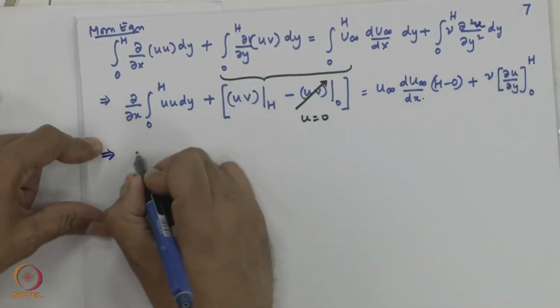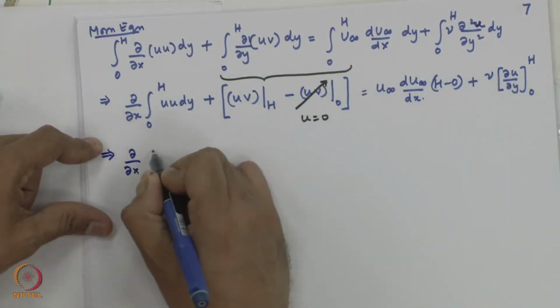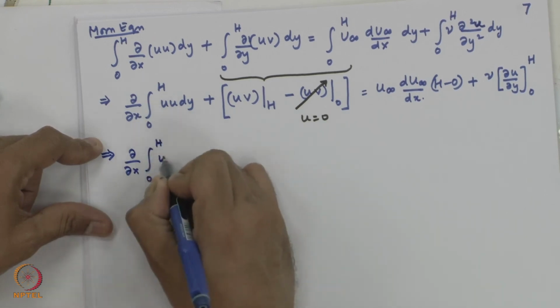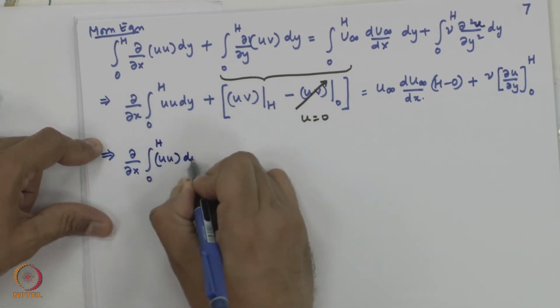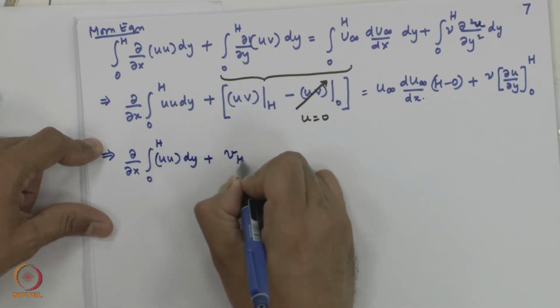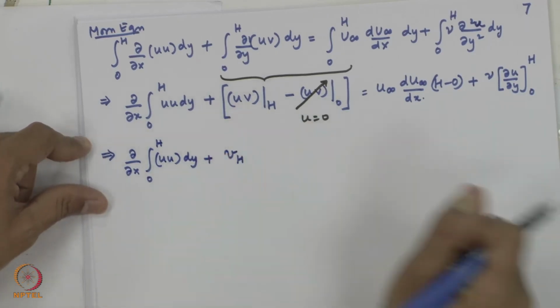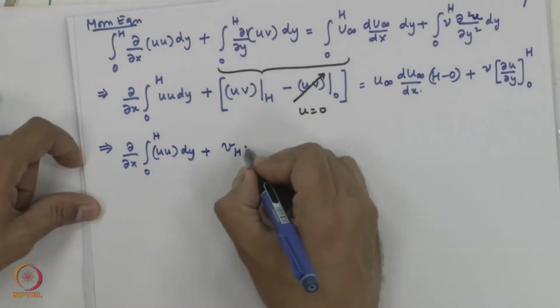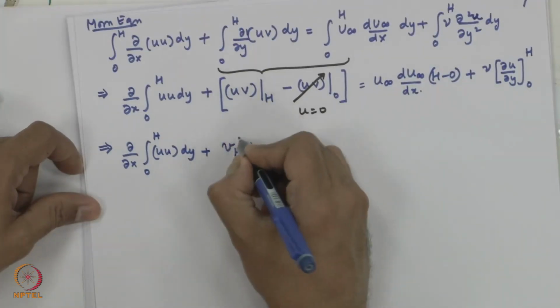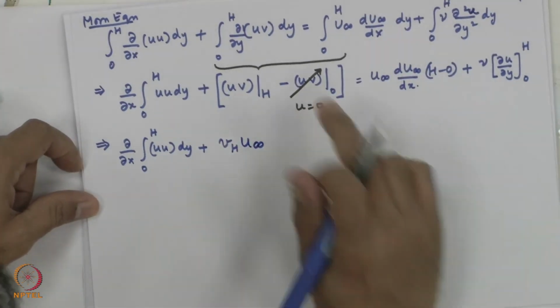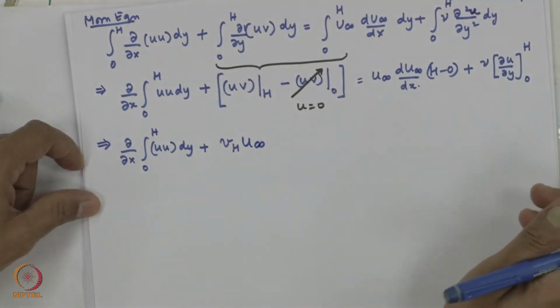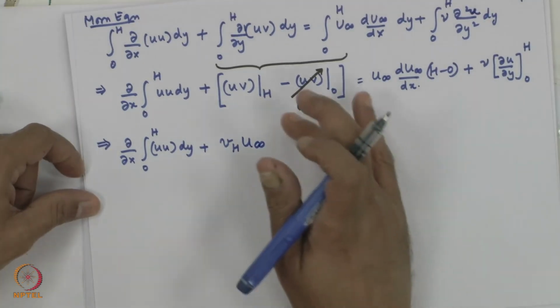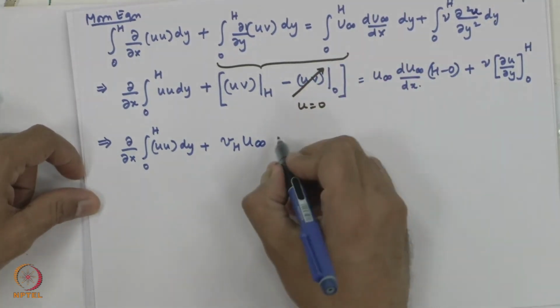This, therefore, integrated equation becomes d by dx of integral 0 to h u dy plus Vh. What is the x component of velocity beyond the boundary layer? It is nothing but u infinity. So, u becomes u infinity. In this limit, u was 0 at the wall, v is non-zero. Either way, this is going to drop off.